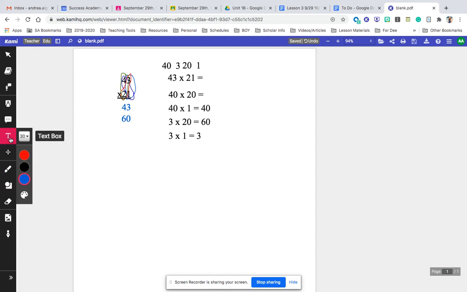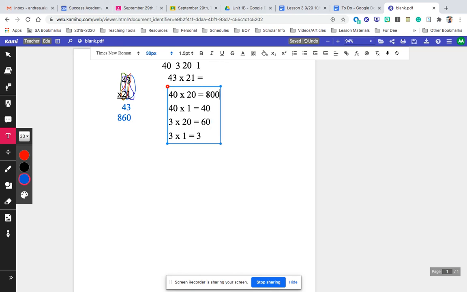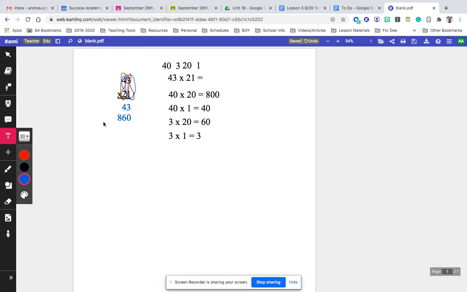which is equal to 800. Right? 20 times 40 is equal to 800. And again, I could make another row here of things that we're going to add up, or I could just stick that right out in front of the 60, 860. And same thing over here, 40 times 20 is equal to 800. Easy as that.